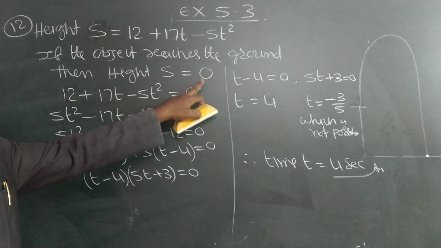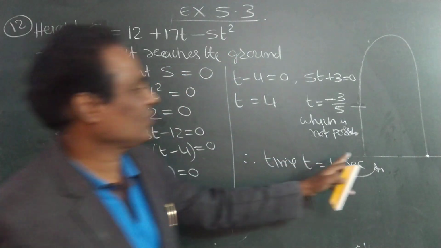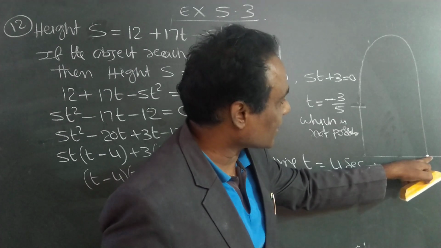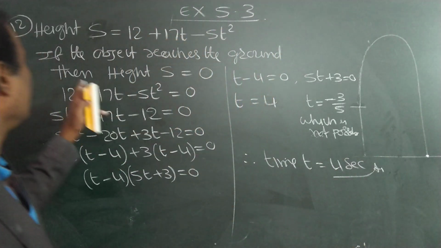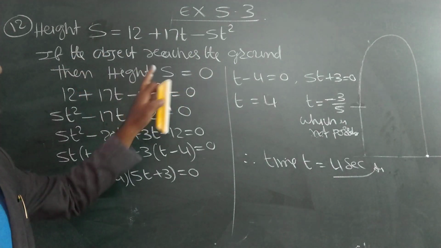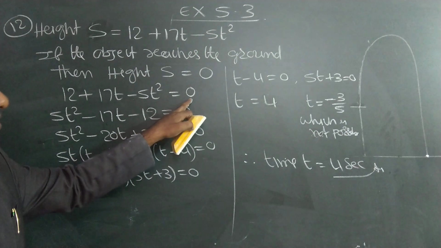This point if I explain, remaining you have to do. Only one point. When the object reaches the ground, the distance of the object from the ground is 0. The height is equal to 0, that's all. What is height? 12 plus 17t minus 5t square is equal to 0.